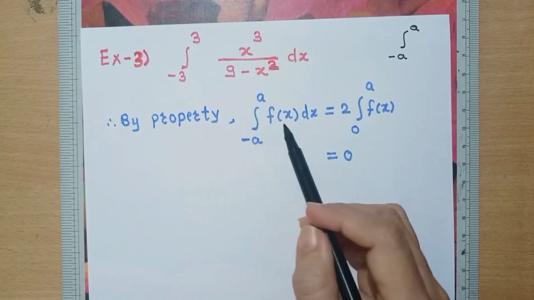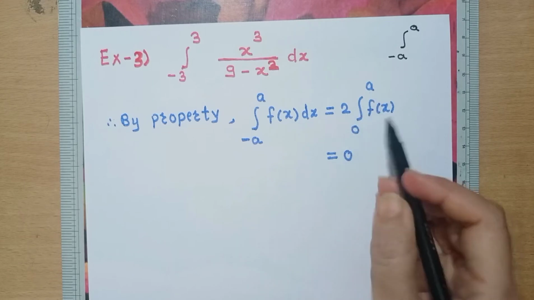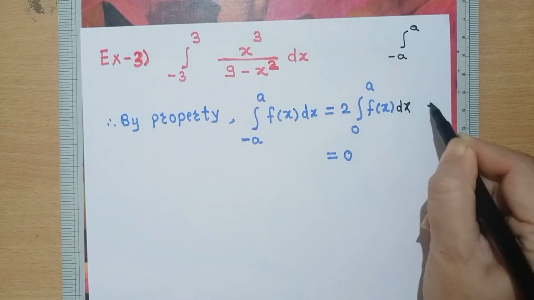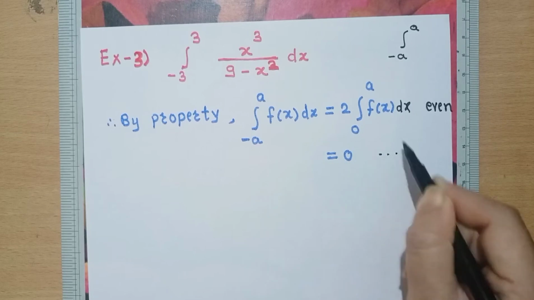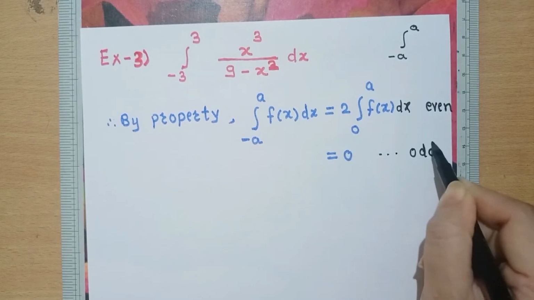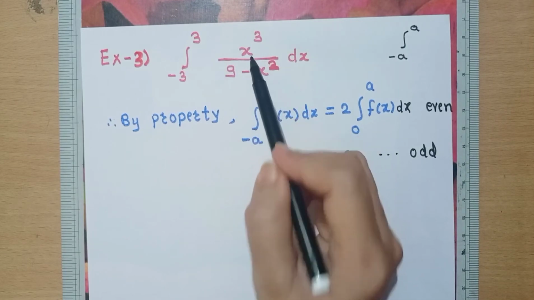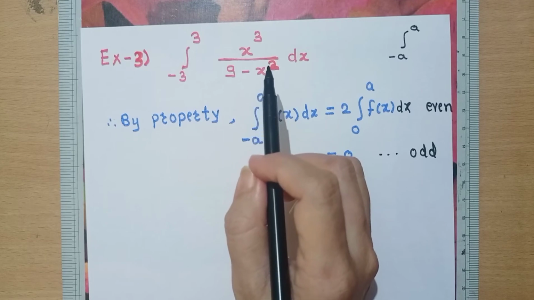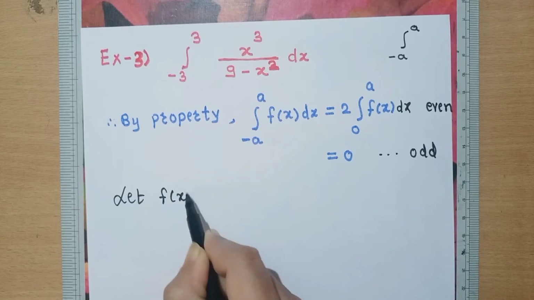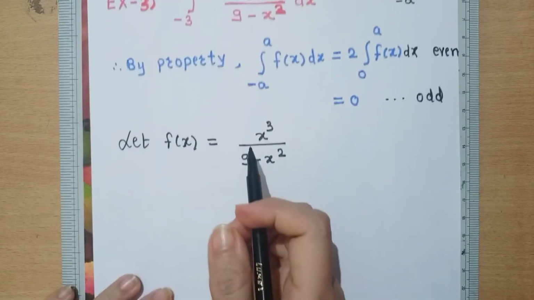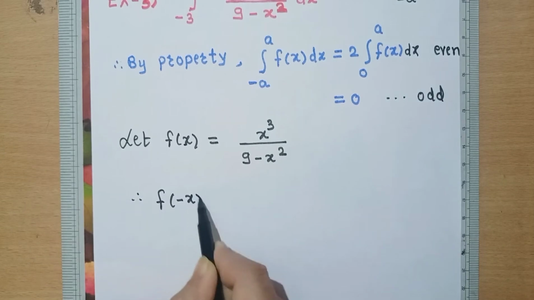Integration from minus a to a of f(x) dx is equal to 2 times integration from 0 to a of f(x) when this function is an even function, and its value is 0 when this function is an odd function. That means we have to check whether this function is even or odd. So first, let f(x) equal to this, and to check even or odd we have to find f(minus x) also.